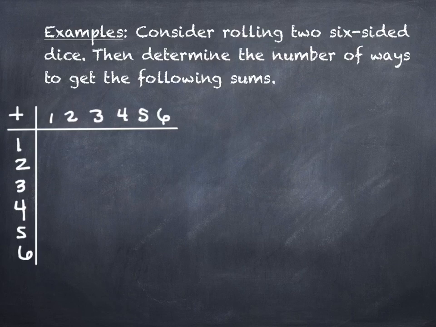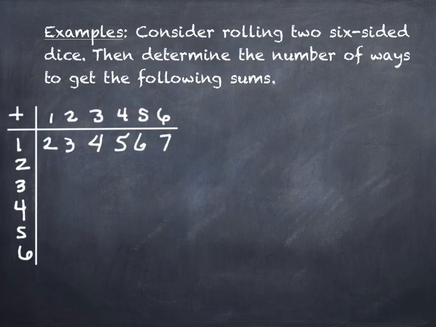If I have the 1 and the 1 and I add them together, I get a 2. And if I have the 1 and the 2, I get 3, 1 and 3 gives me 4, 1 and 4 gives 5, 1 and 5, 1 and 6, 7. And that fills in the top row of my table.